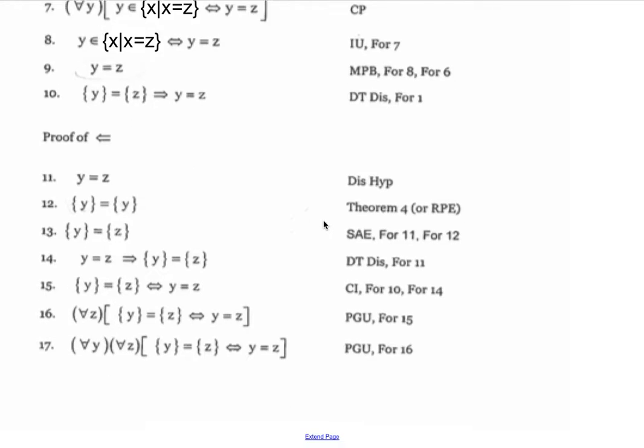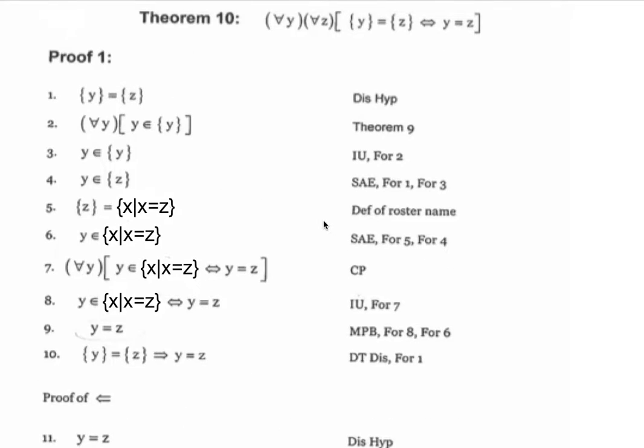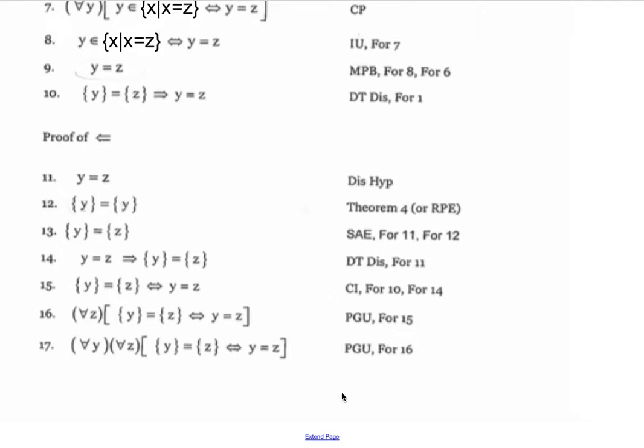There are 17 steps in this proof, and you'll notice the very last line of our proof is the theorem that we're trying to prove. One before this, we take off the for all y symbol, so the reason for statement 17 is PGU. And then again, before that, we would need the for all z off of it. And again, the reason for 16 is PGU 15.